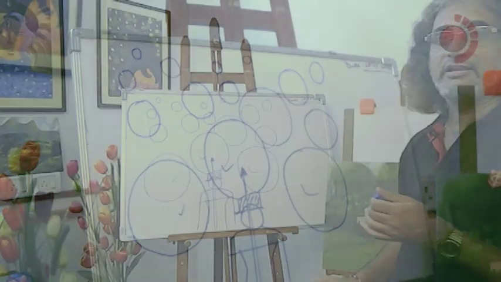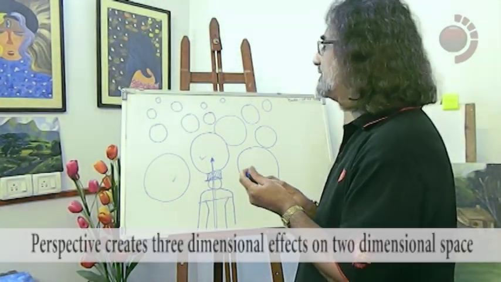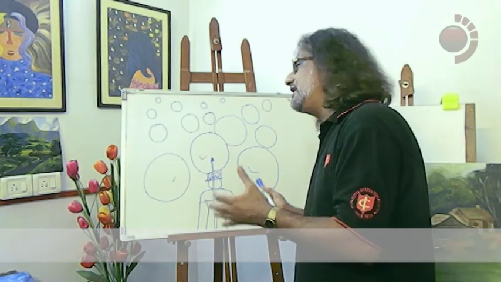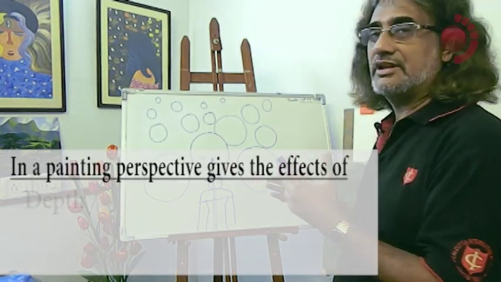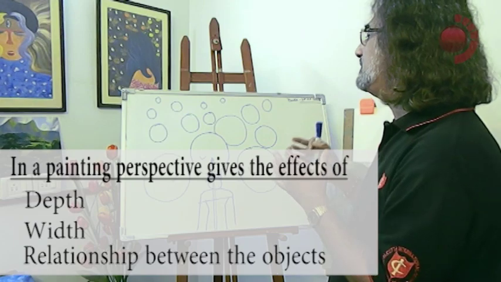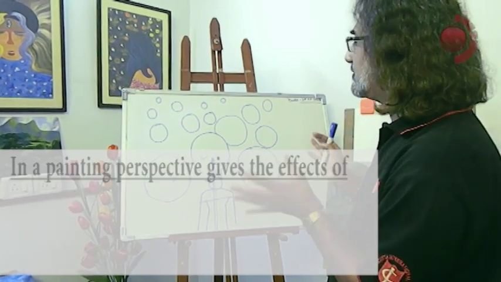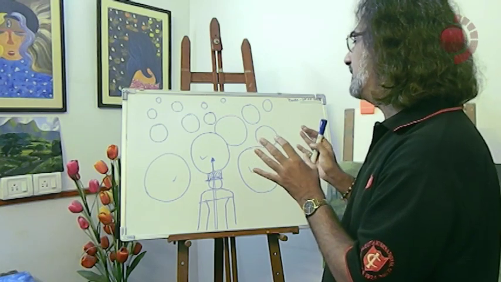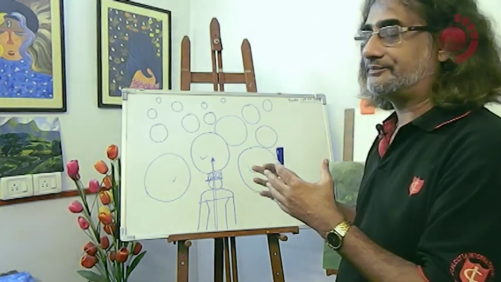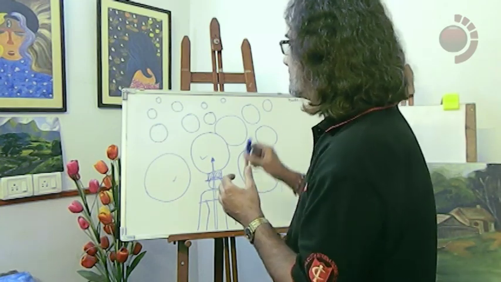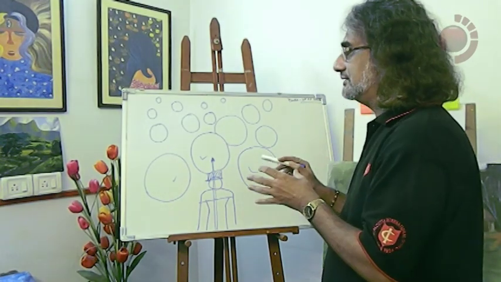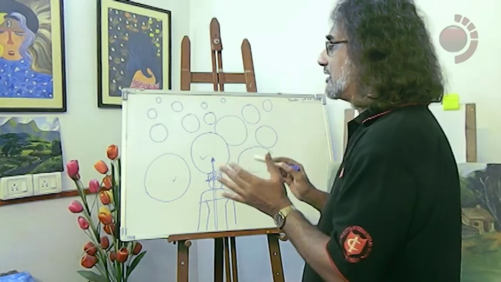This is called perspective. Perspective means creating a three-dimensional effect on two-dimensional space to give an effect of depth, an effect of width, an effect of relationship between the objects that are being placed on the particular space, to have an idea about the depth of the painting. That means if perspective is not used in a painting with proper space division, the painting cannot be a good one.